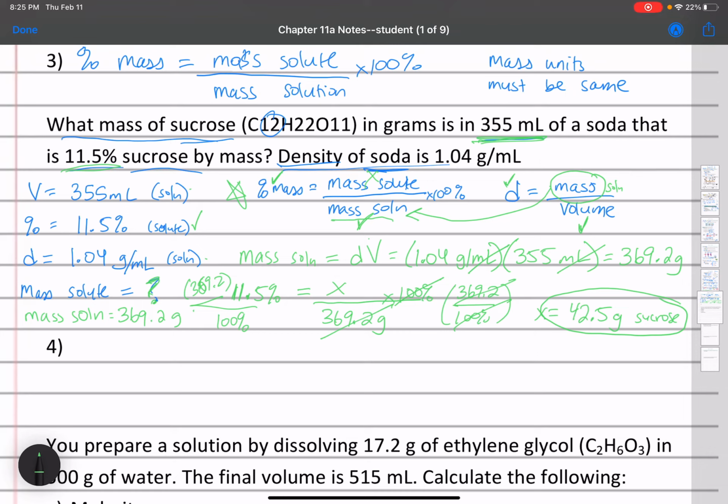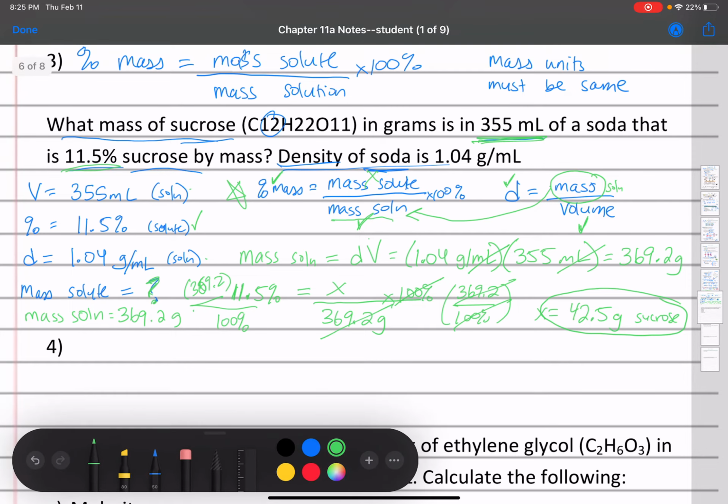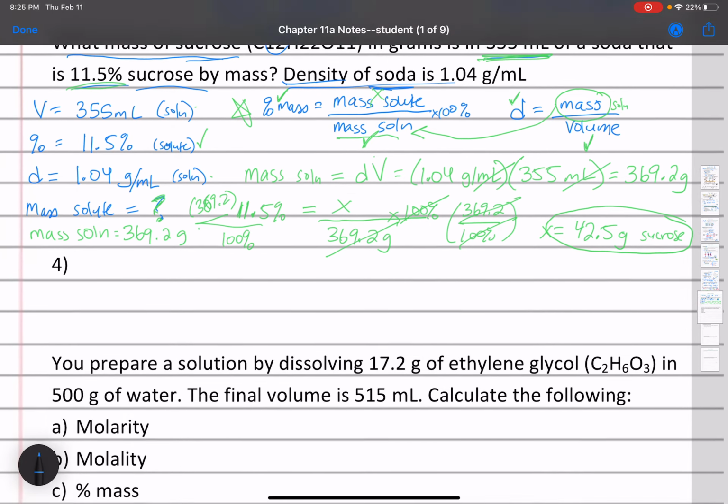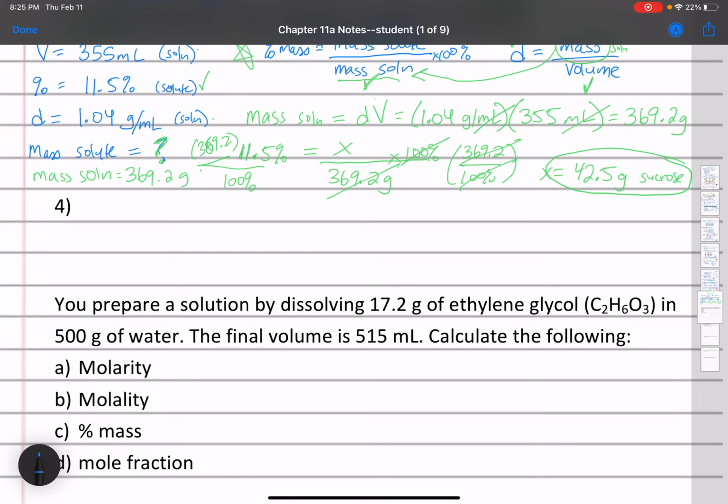And then the fourth method of quantifying concentration is with a mole fraction. A mole fraction. The symbol for mole fraction is the Greek letter chi, which just looks like a capital X, maybe in italics. All right, so the mole fraction is just a proportion. It's the moles of solute per moles of the solution.